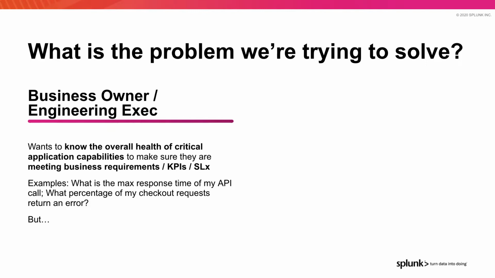Examples of that would be checking the response time of an API, or the percentage of customers that successfully go through a checkout versus the customers that receive an error if they go through a checkout. And there's a but, and I'll get to it in a minute.